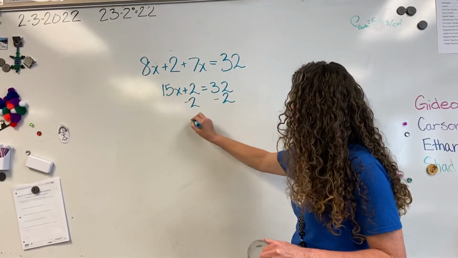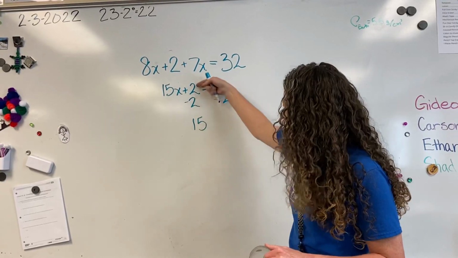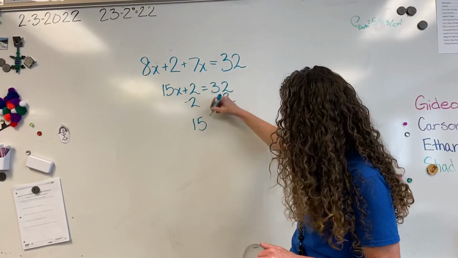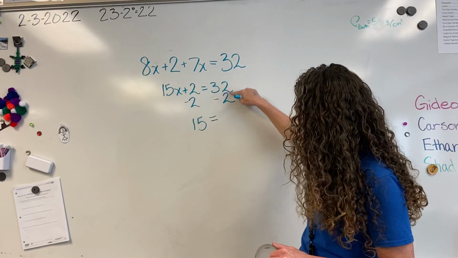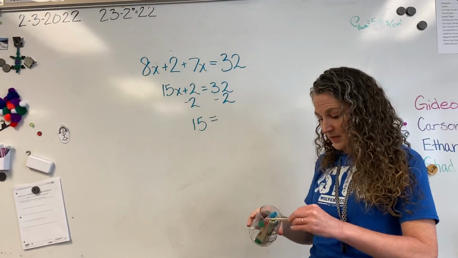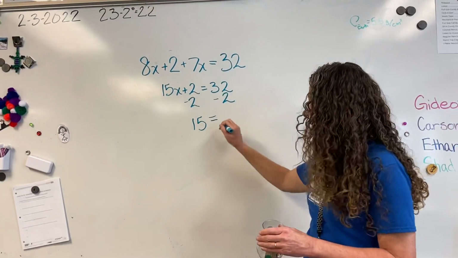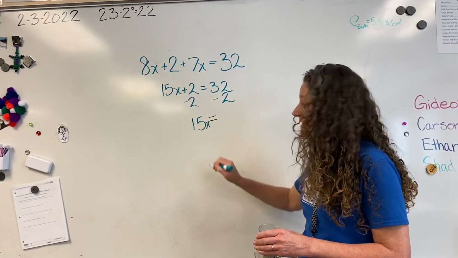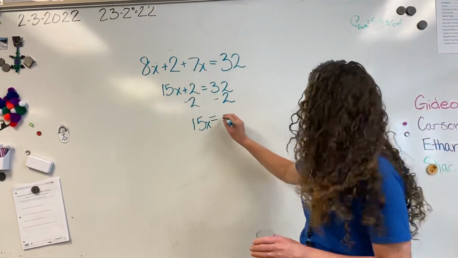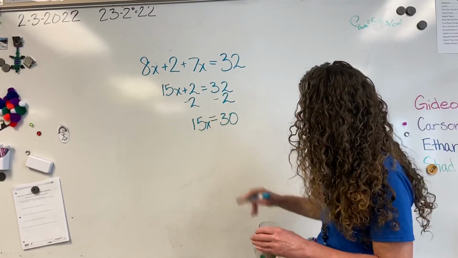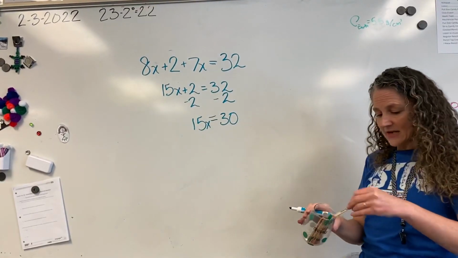Minus 2. So now I'm going to end up with 15x. The 2's go away. My equal sign comes down. 32 minus 2. What's 32 minus 2? 30. 30. Oh, 15x. Don't lose your x. That happens. Equals 30. Now what am I going to do? How do I get that x alone?